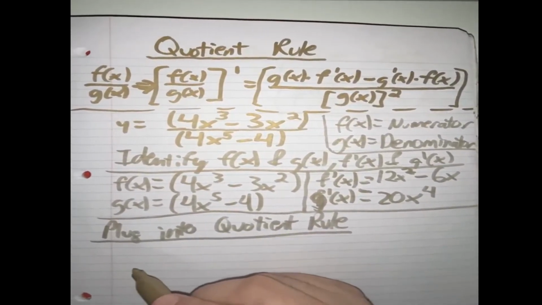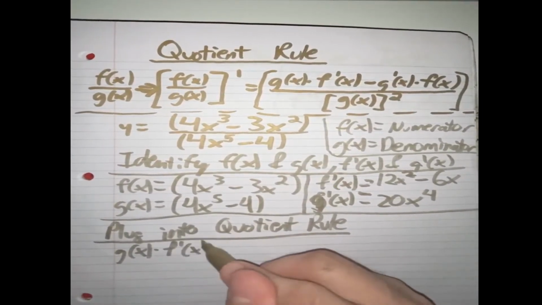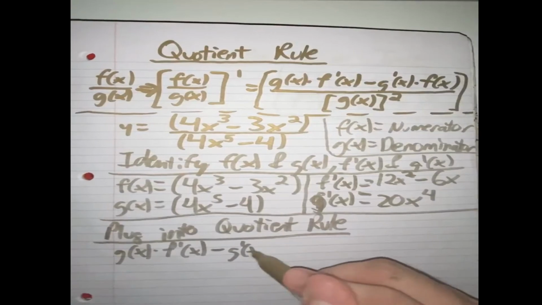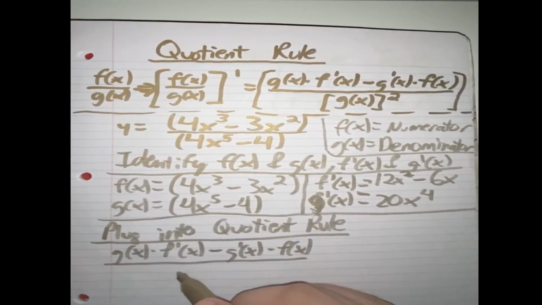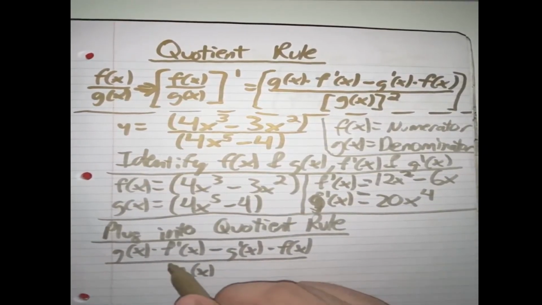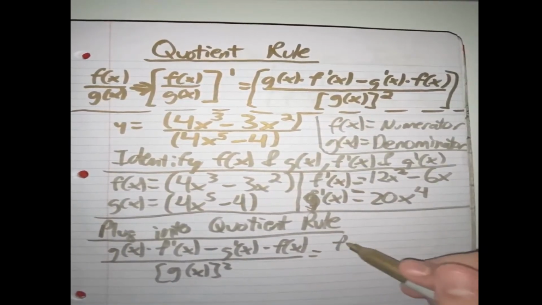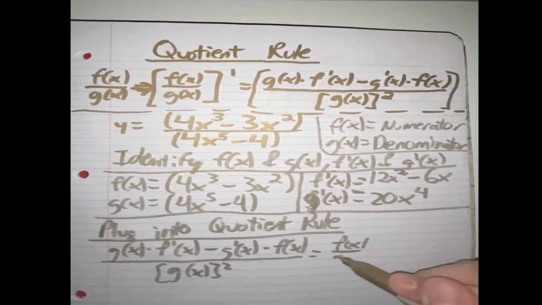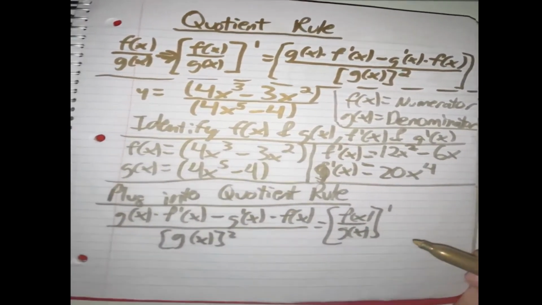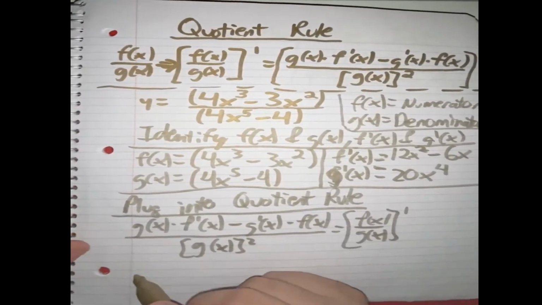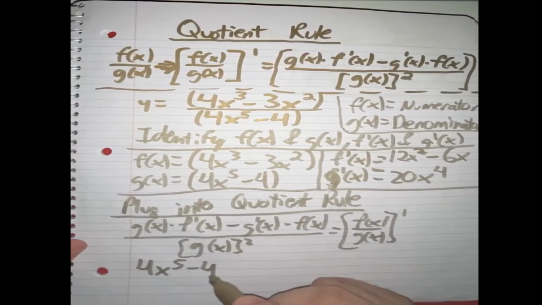So we're going to plug in g of x times f prime of x minus g prime of x times f of x. And we're going to divide this all over g of x squared. And this is equal to the derivative of f of x over g of x. So now it's just a matter of plugging in. So what's g of x? 4x to the 5th minus 4.